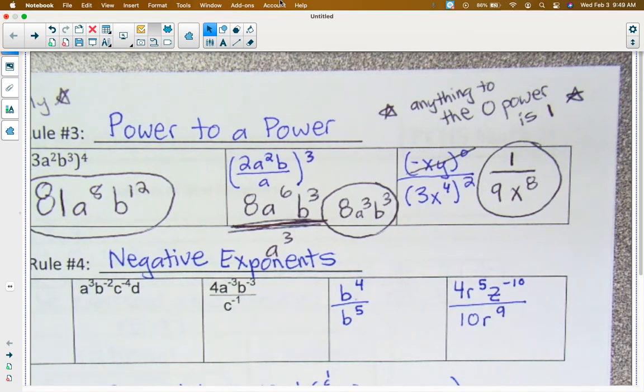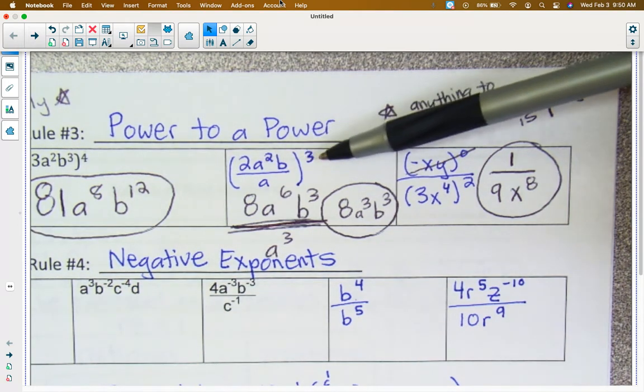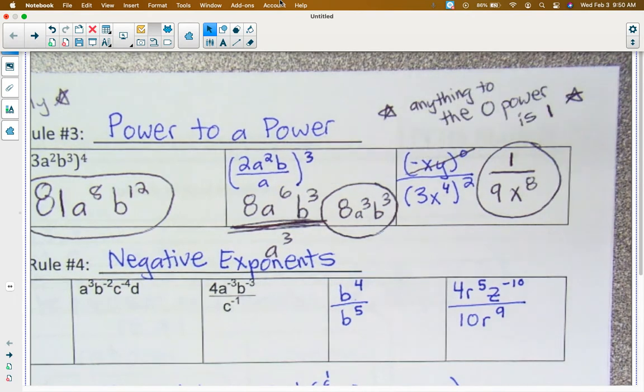Alright, today we're going to finish up our properties of exponents. Let's recap the rules that we know so far. We know that when we are multiplying, we need to add the exponents. When we're dividing, we subtract the exponents. If you have a power raised to a power, you will multiply the exponents and make sure you distribute.